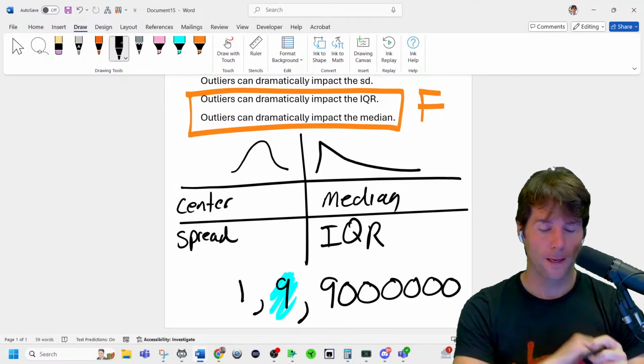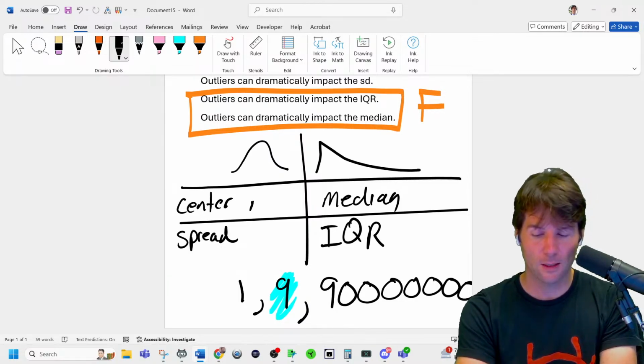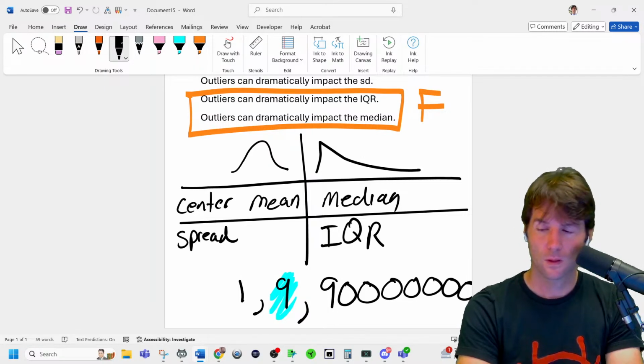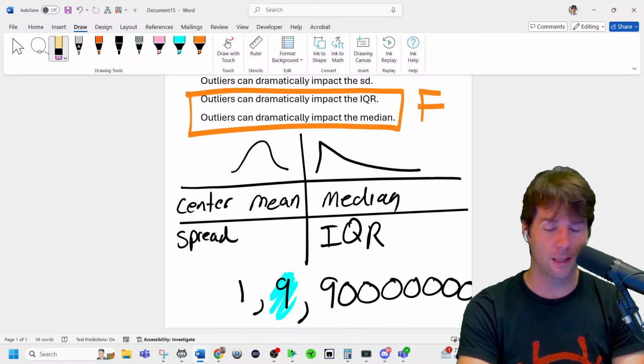Great job, Andrew, right there. As I add more zeros to this, this would be dramatically inflating the what? It is making a huge outlier, and outliers can dramatically impact the mean.